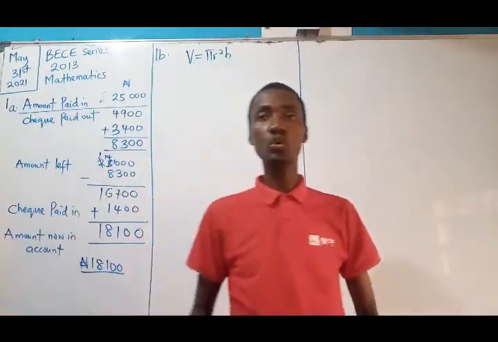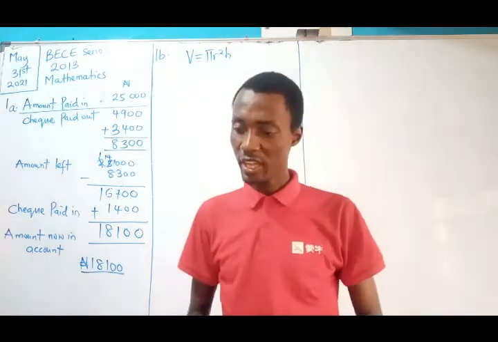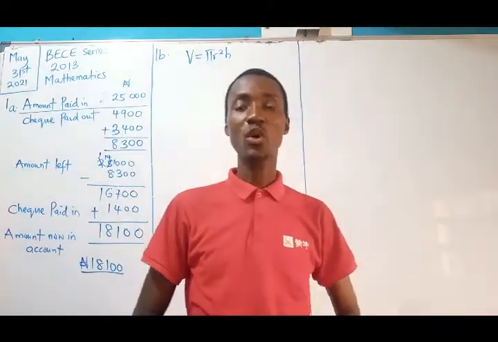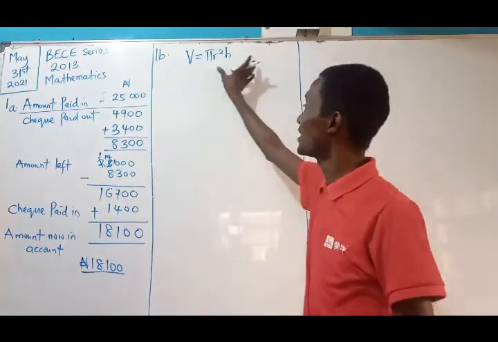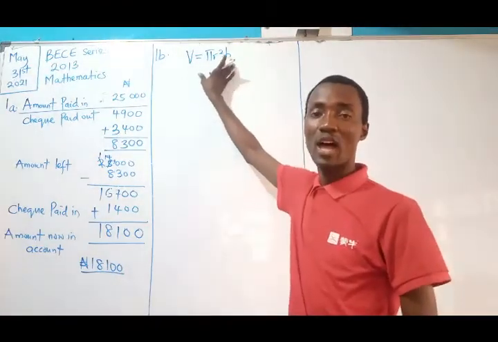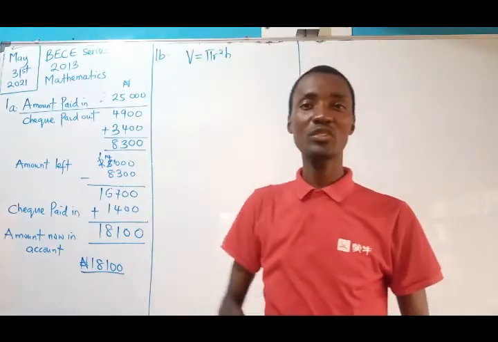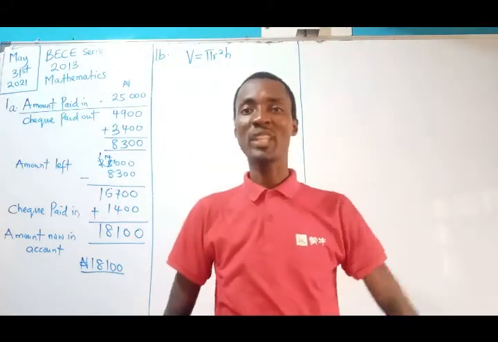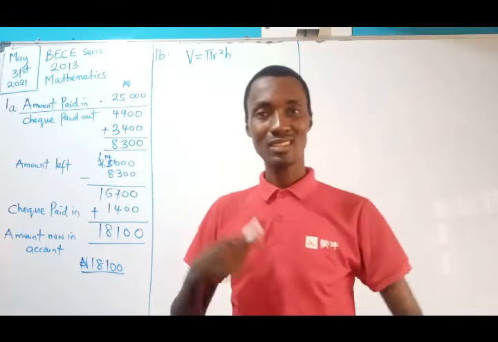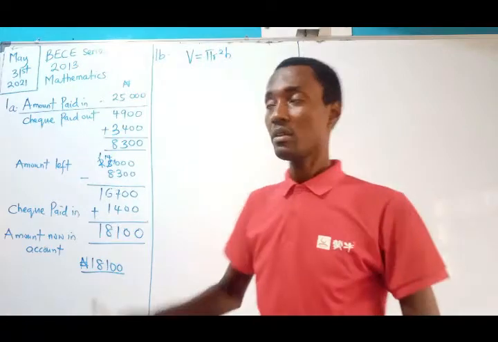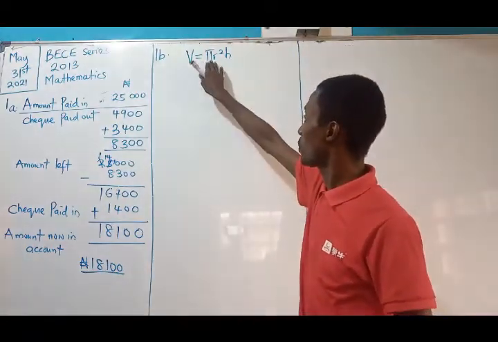Okay, for question 2, the question says we should make r the subject of the formula. So here again, we are testing our knowledge of change of subject of formula. And this is one question I can place my money on every year. It's something that would always come out. V equal to pi r squared h.